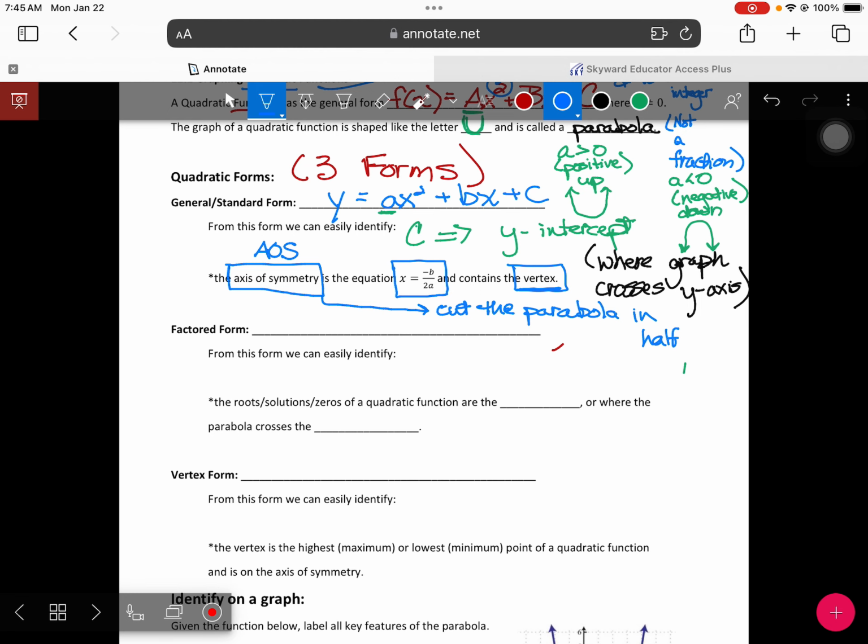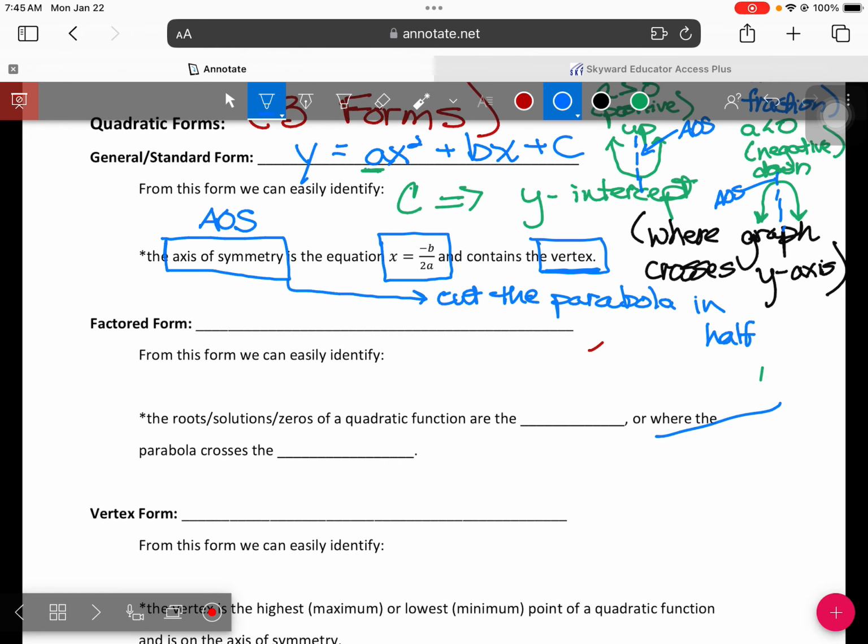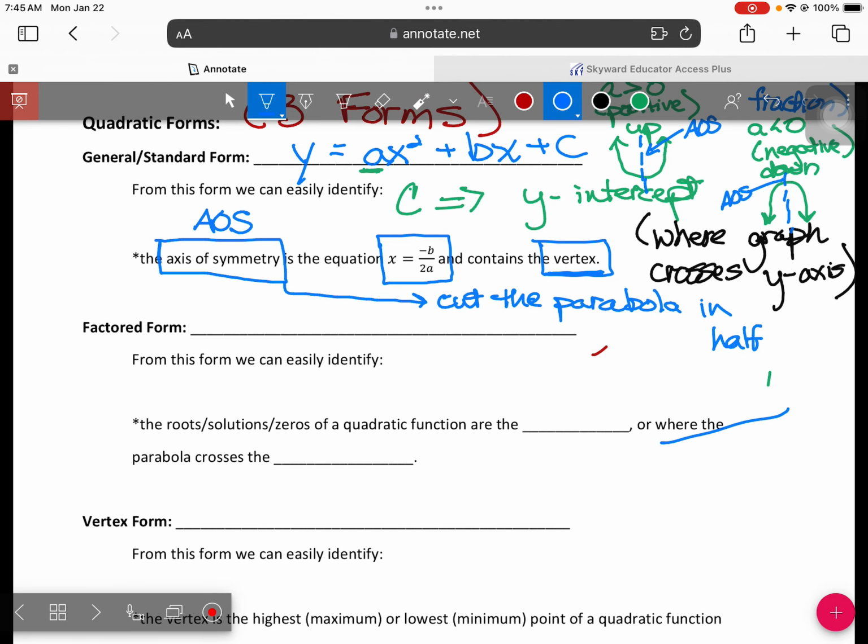Okay, cut the parabola in half. In other words, if I'm looking at these two U-shaped things right here, and we usually show them with a dotted or dashed line, it's like you could fold it on that dotted line and they would line up with each other. So this right here is the axis of symmetry, the AOS. Lots and lots of vocabulary here. Okay? Any questions so far?